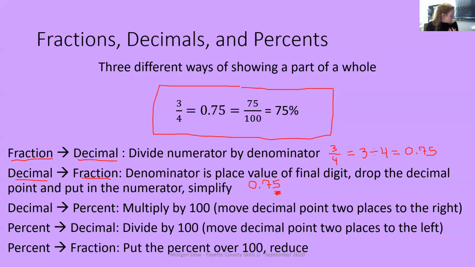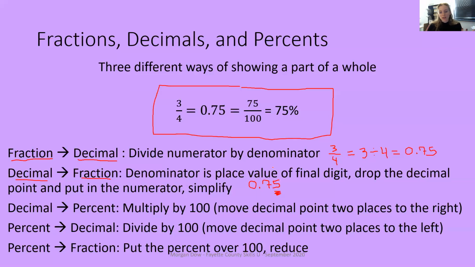So for these types of problems, for taking a decimal and changing it into a fraction, you really need to know your place values. And if you need a little reminder about your place values, in your welcome packet that I give you on the first day of class, you have a place value chart that you can use to help you for this.